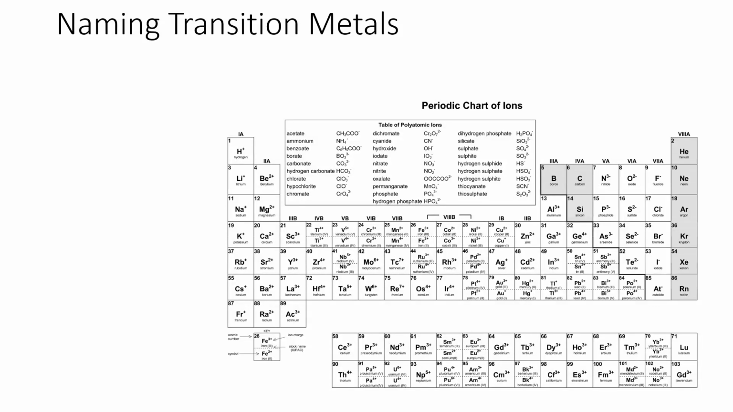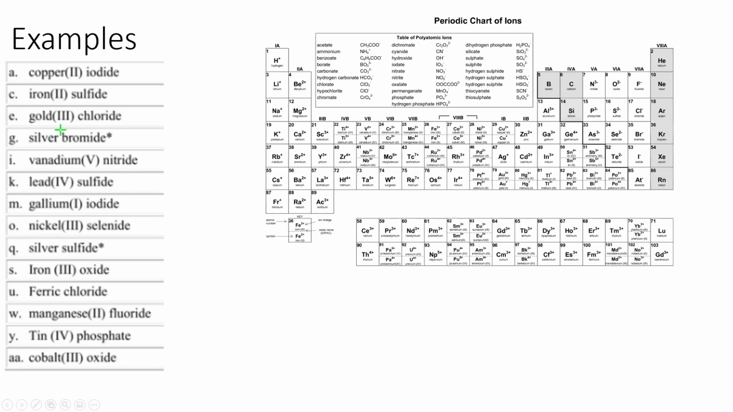Okay, let's go about naming transition metals. Now, the first thing to ask is why do we need to name transition metals differently than normal compounds? So, for example, why can we name NaCl like this, Na being an alkali metal, but we have to name copper chloride differently?